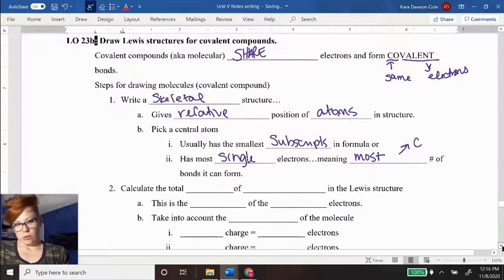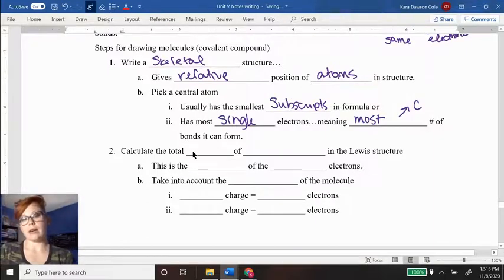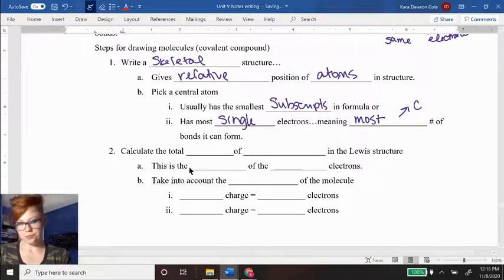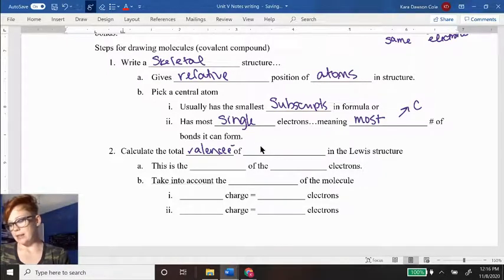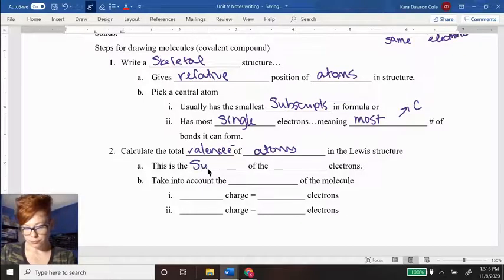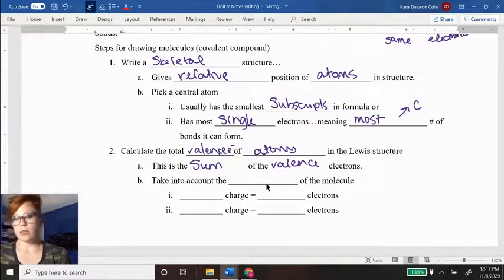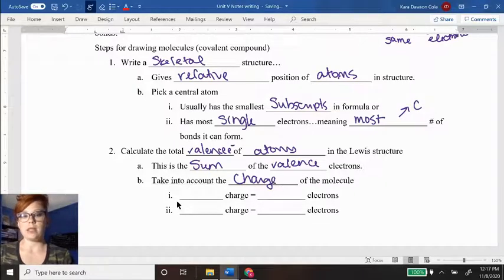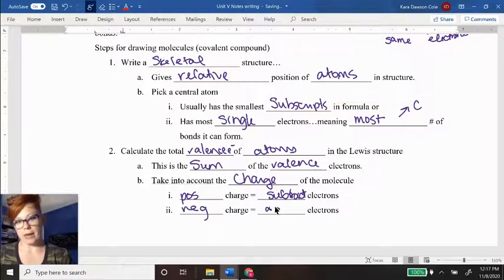Second thing that you're going to do is to calculate the total number of valence electrons of the atoms in the Lewis structure. This is the sum of all the valence electrons in the structure. You need to take into account the charge of the molecule. So if the charge is 0, then you don't have to do anything. But if the charge is a positive charge, you're going to subtract electrons. And if it is a negative charge, you are going to add electrons. We're going to look at an example of this in just a second.